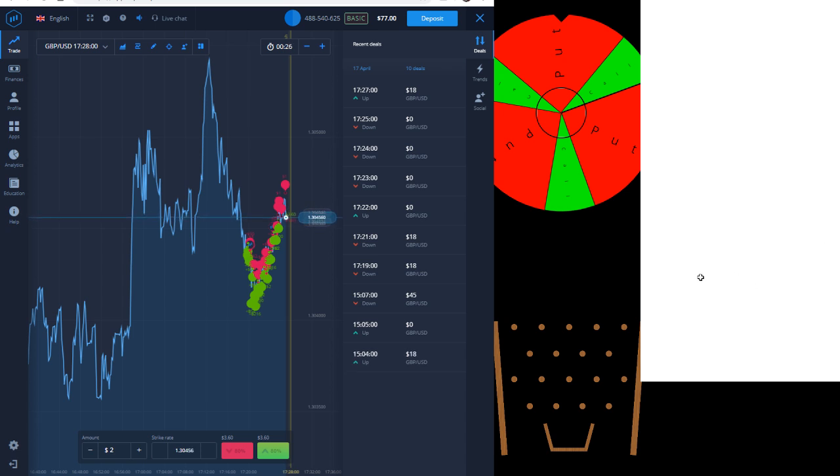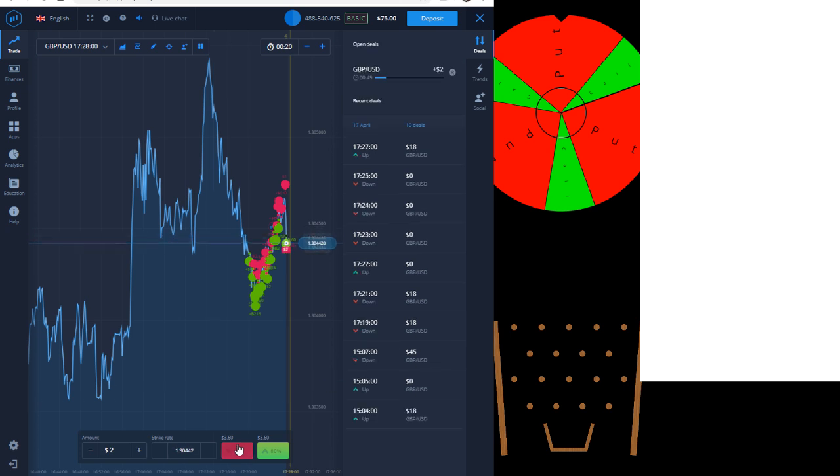Well, luckily I won that trade, and what I'm going to do is take the $2 trades from now onwards. So my next 10 trades are going to be $2 trades, and then I can change my base amount to $3 trades and so forth.